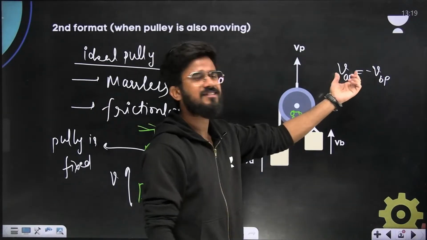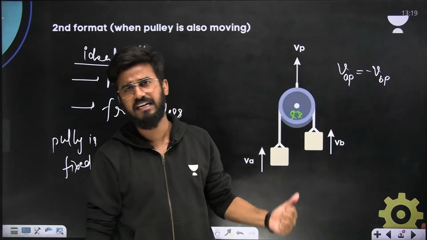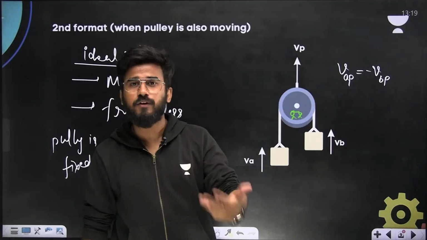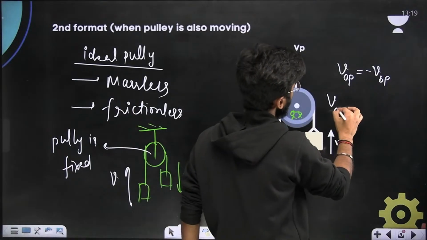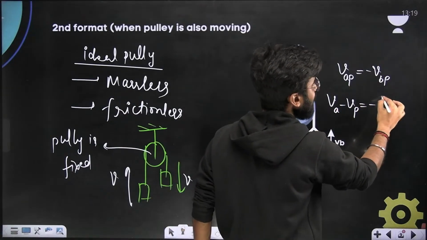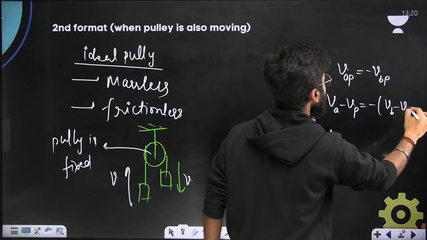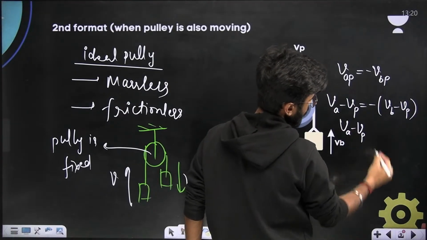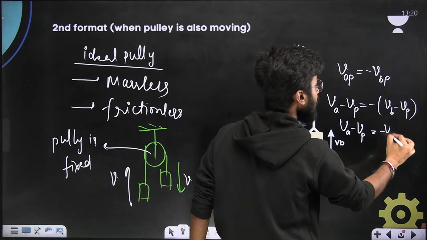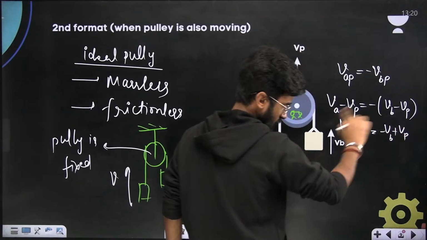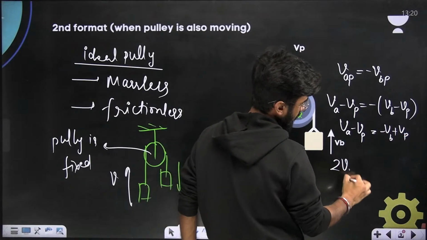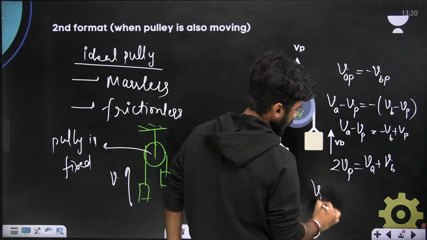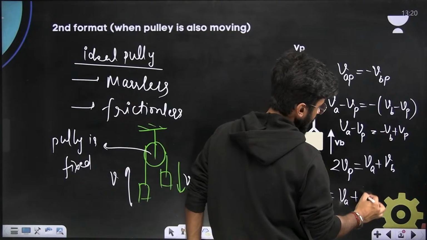Okay, so this is relative velocity. We have already studied in kinematics that velocity of A with respect to B is equal to velocity of A minus velocity of B. So we can write here velocity of A minus velocity of pulley is equal to minus times velocity of B minus velocity of pulley. Just solve it. We will have VA minus VP is equal to minus VB plus VP. Okay. So VP comes over, and it will become 2VP is equal to VA plus VB. So VP will be equal to (VA plus VB) by 2.